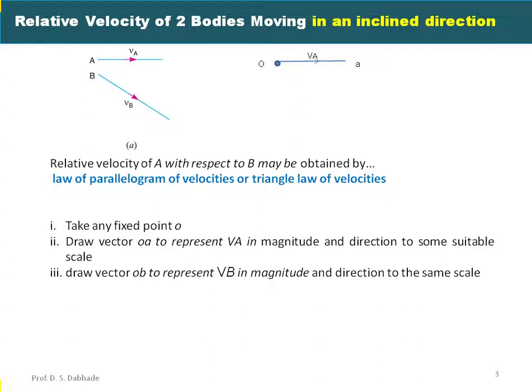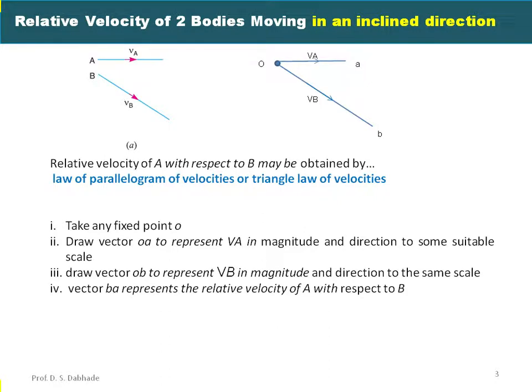So obviously I have to consider some scale, and the same scale, whatever be the scale we have used for the first vector, the same scale I have to represent the velocity of B. So this is the vector OB, and it represents the absolute velocity of B. So this is the way by which we can show both the vectors with the velocities.